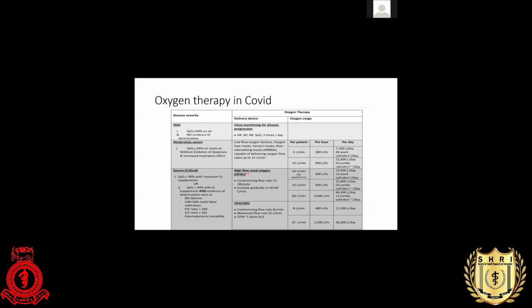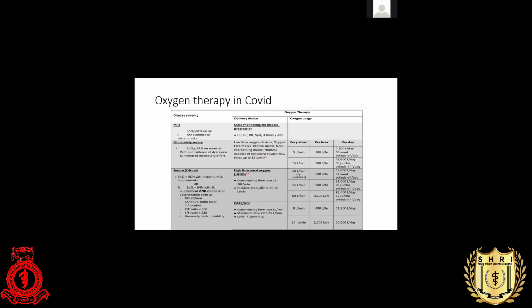How are we going to manage this? We can divide patients into three categories according to the severity of disease: mild, moderate, and severe. For a mild patient, we don't have to do anything, you just need to regularly monitor the patient. For the moderately severe patient, the saturation is less than 93, but they don't show increased work of breathing.